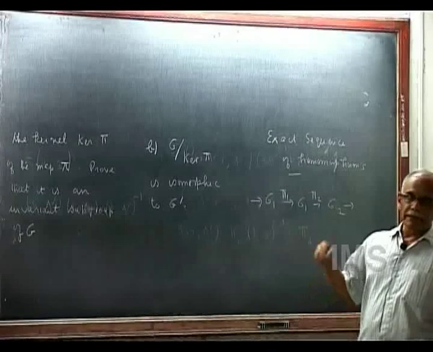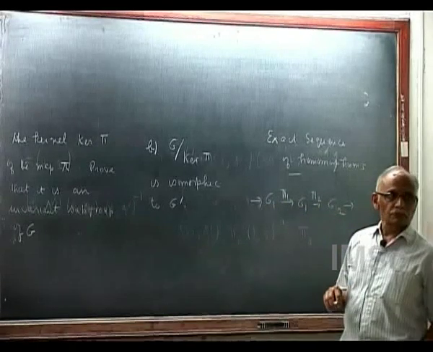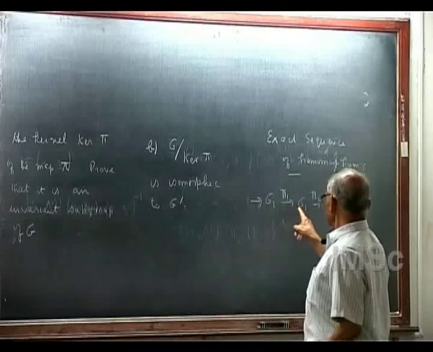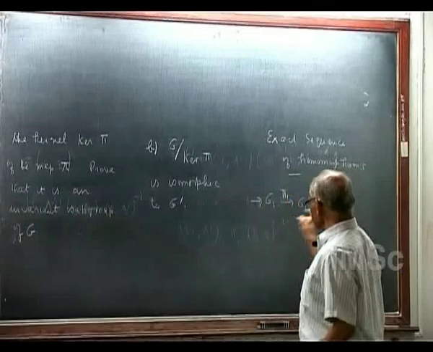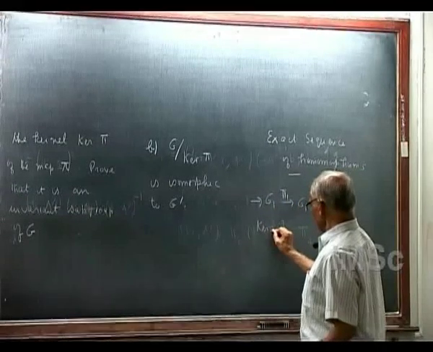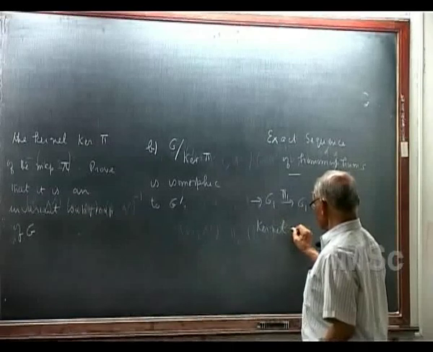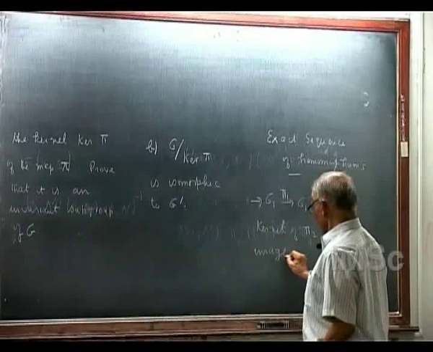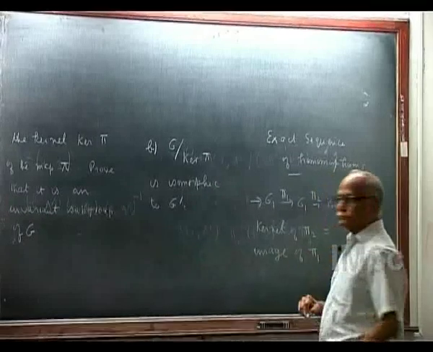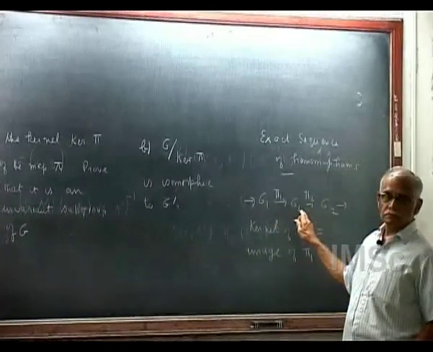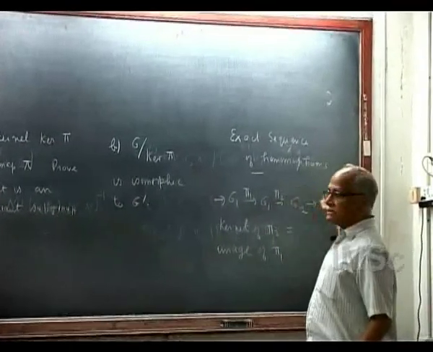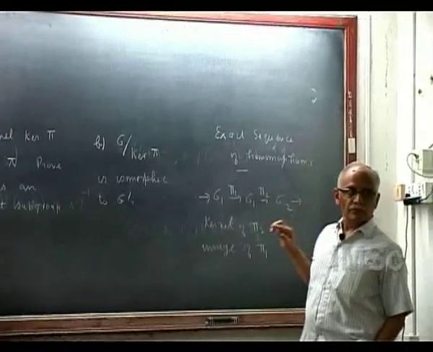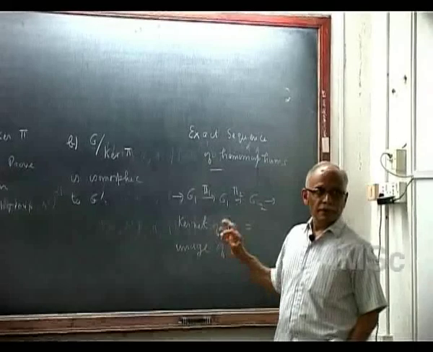Okay. Now, if you say it is an exact sequence, what it means is the kernel of pi 2 is the image of pi 1. This is a rule. What you get from here is picked up by this and mapped to the identity here. If you have a sequence like this and you say it is exact, that means this equation here.